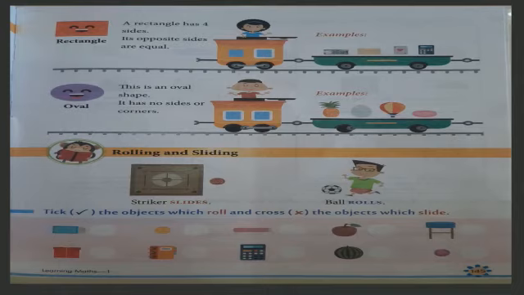Now see the second one. Second one is a coin. Coin is circular in shape. So it rolls on the ground, as well as it slides on the ground. So here you can tick also and here you can cross also.